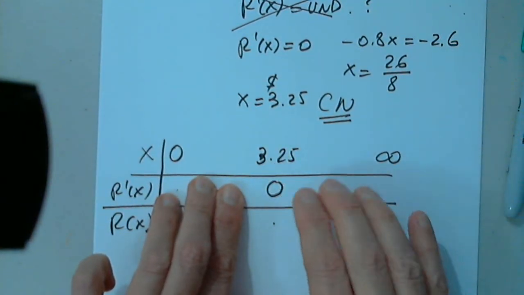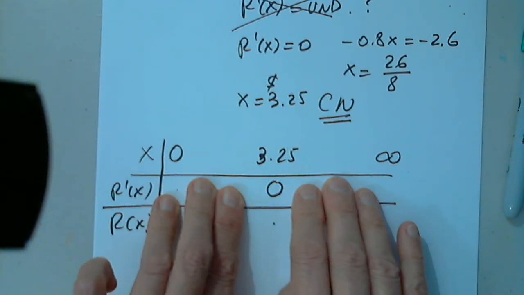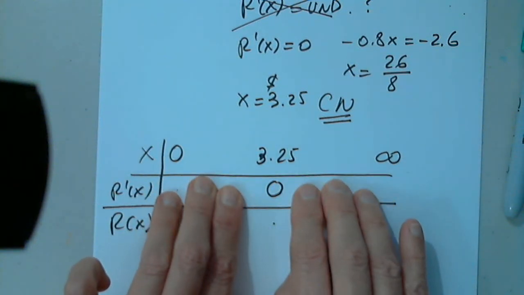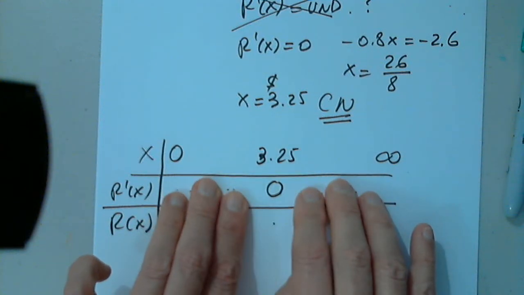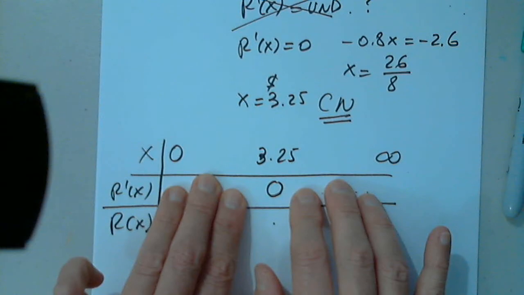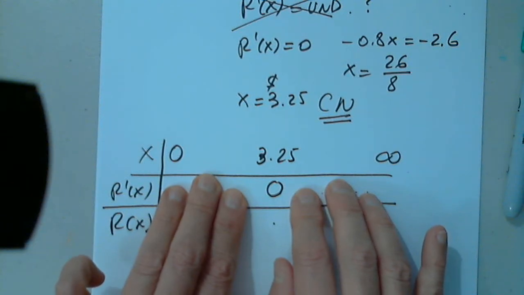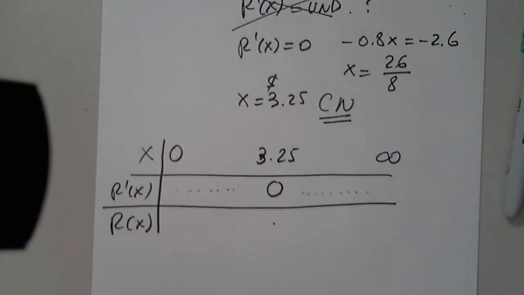What type of point is this if both sides are positive? Minimum. Both sides positive. No max. No critical number if both sides are positive. What if both sides are negative? No critical number. And we know only if it changes sign, then we will investigate the type.